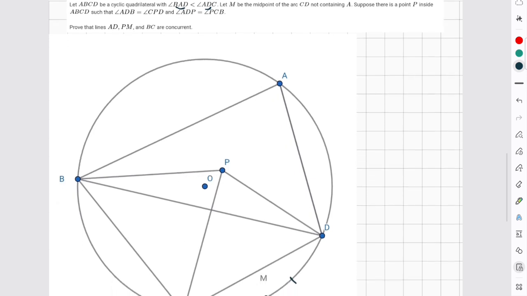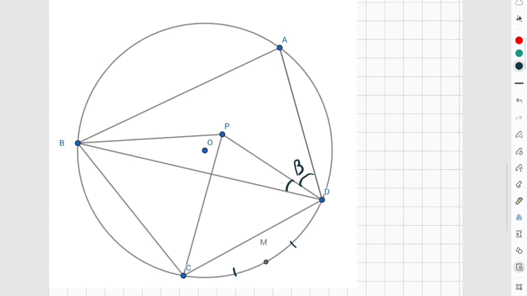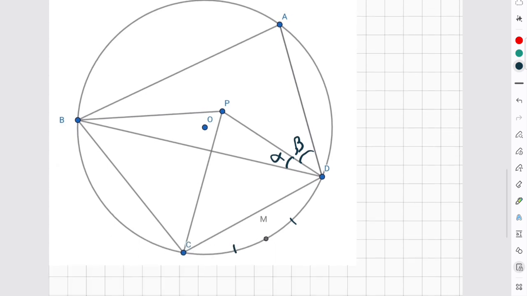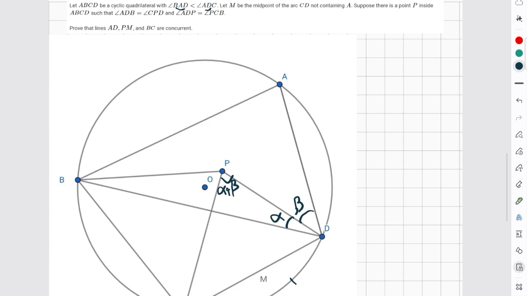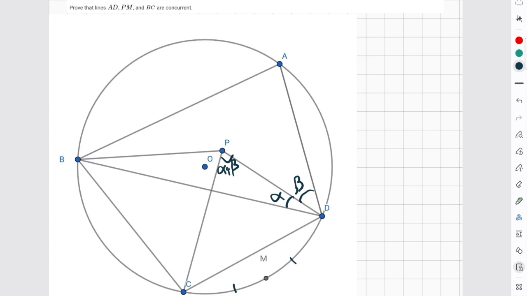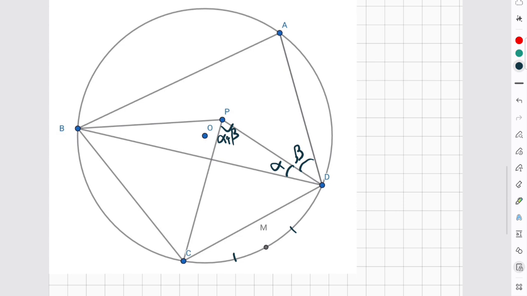Suppose that there is a point P inside ABCD, here P, such that angle ADB is equal to angle CPD. Angle ADB I will call alpha, which is equal to angle CPD. It is also alpha plus beta, and angle ADP is equal to angle PCB. ADP, which is beta here, is equal to angle PCB. It is also beta here.